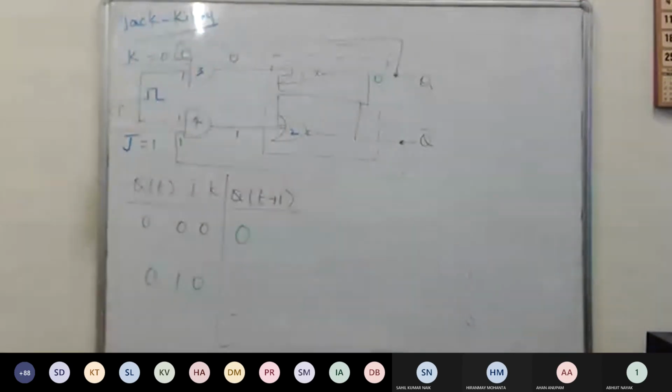Now you tell me what will be Q of T plus 1? Quickly. 1. I am talking about Q of T plus 1. 0. You have only 2 options. So one fellow has already given the value 1, another fellow is giving 0. So who has told 1? Can you give an explanation?